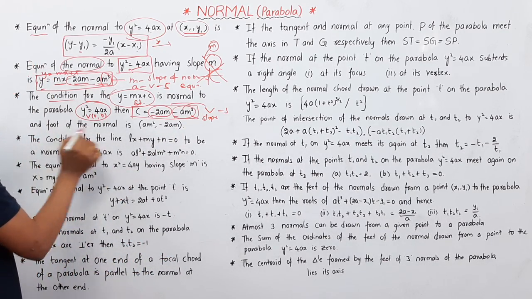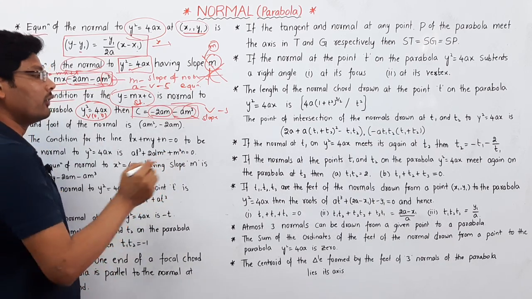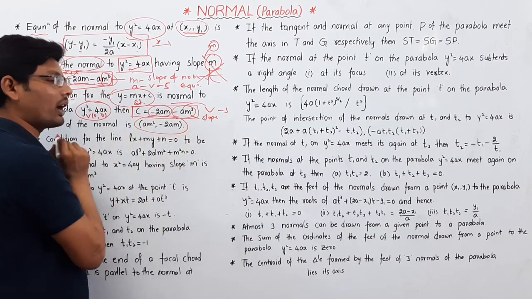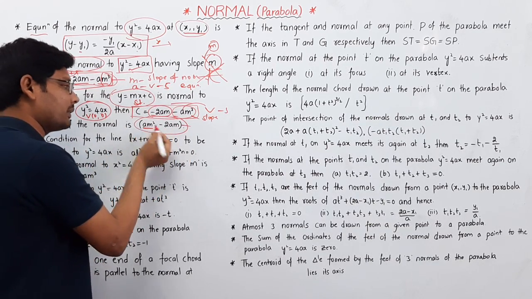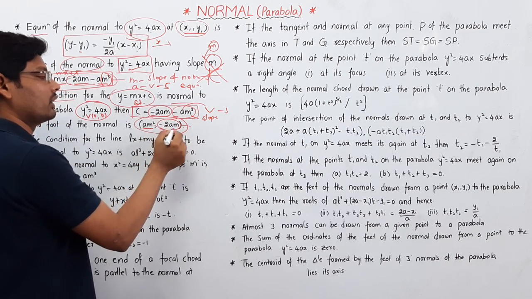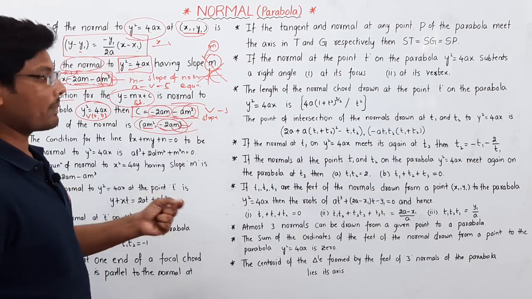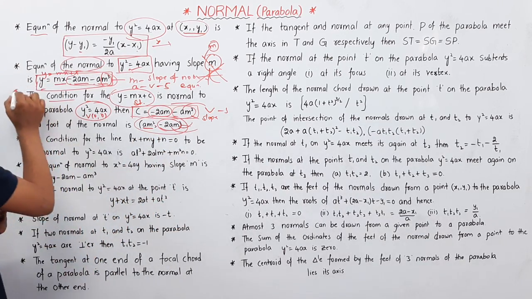And the foot of the normal, the foot of that normal point. If you want to know the foot of the normal point, you substitute the values in this point formula and you can find the foot of the normal. That is am square comma minus 2am. You can substitute a and m values from the given parabola and normal of a line. This is all about the third point.